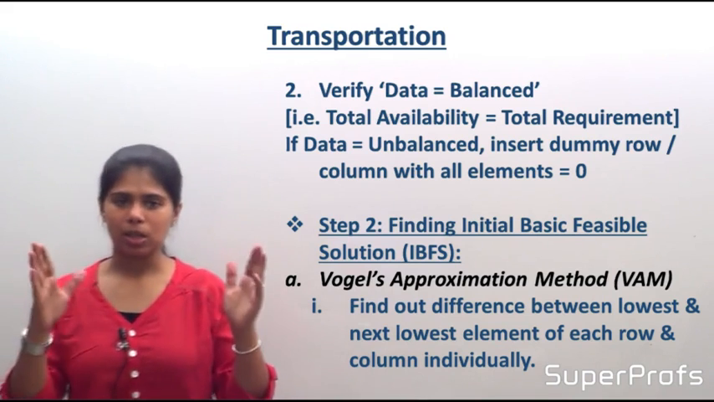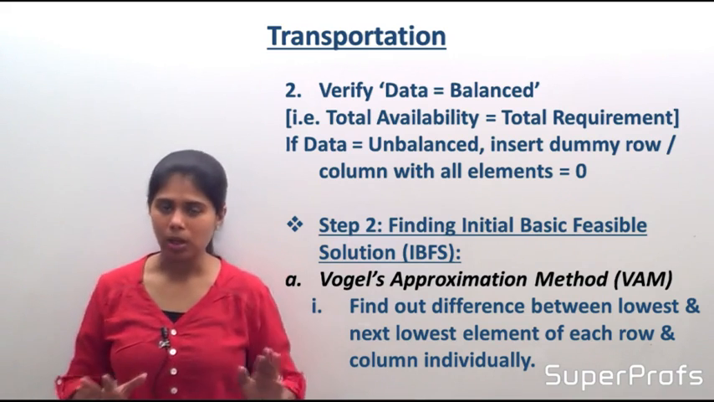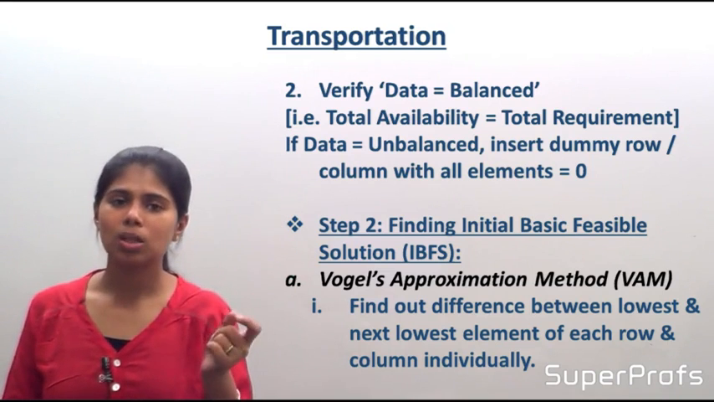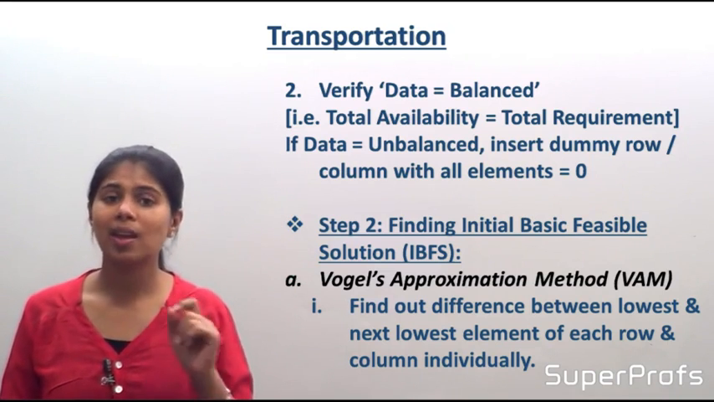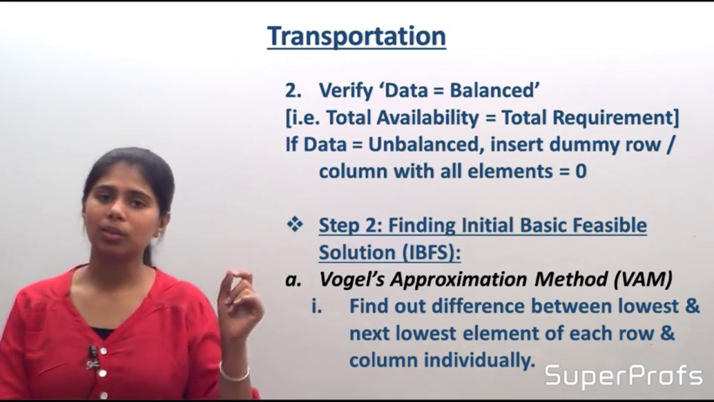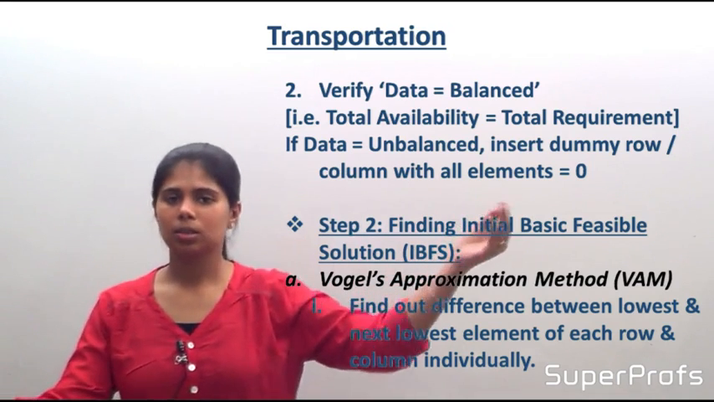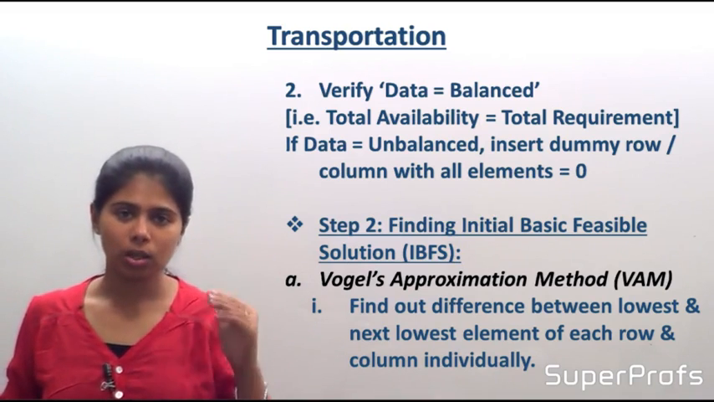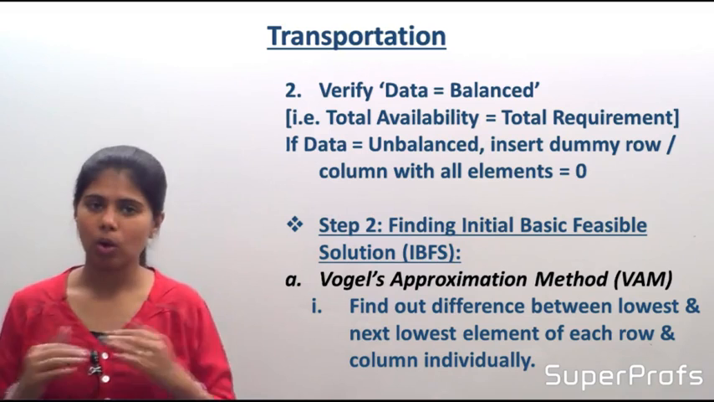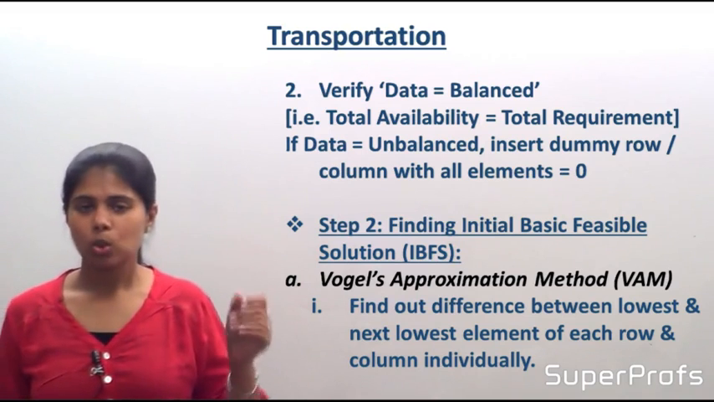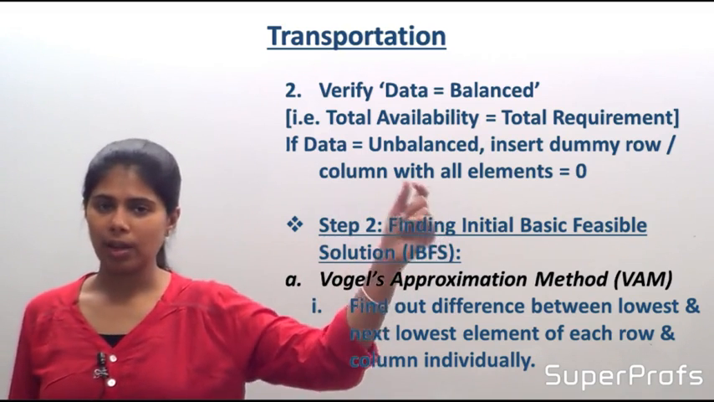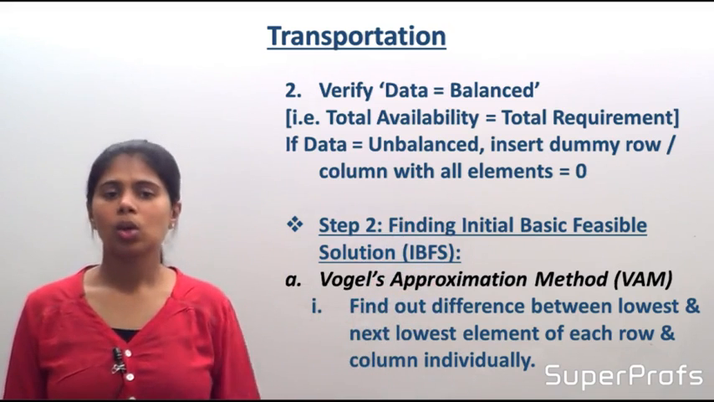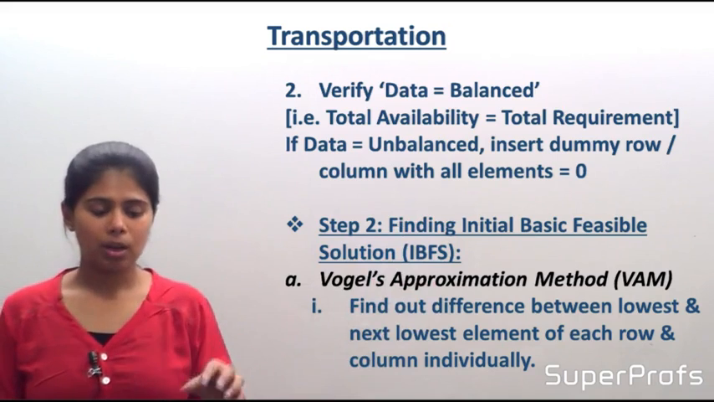So we have a matrix, we have rows, we have columns. What we have to do is pick out a row, see which is the smallest number, which is the second smallest number, and find out the difference and write it on the right of that row. The same thing we do for all the rows, and the same thing we do for all the columns individually. So for each row I will have a difference, and for each column I will have an amount. So that is the first step, finding out the difference.